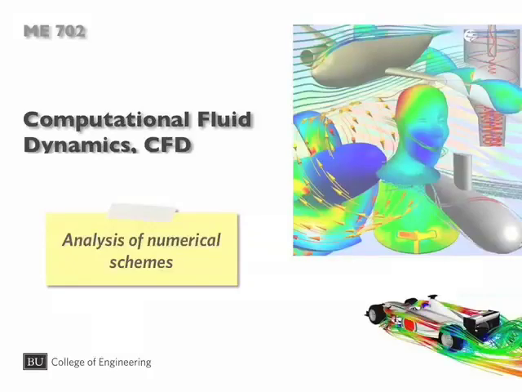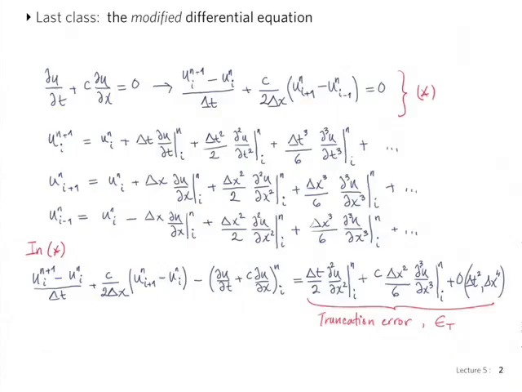Okay, so we continue with the analysis of numerical schemes in this class, and we're going to discuss a lot about numerical diffusion. I hope to cover that today, and we will discuss the last 4 steps to the Navier-Stokes next class. So this is where we left off last class.